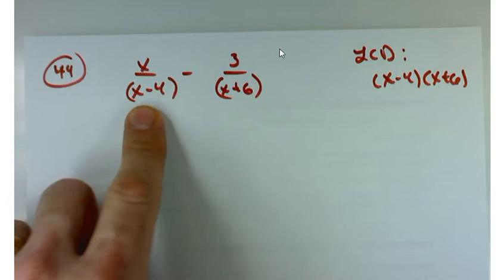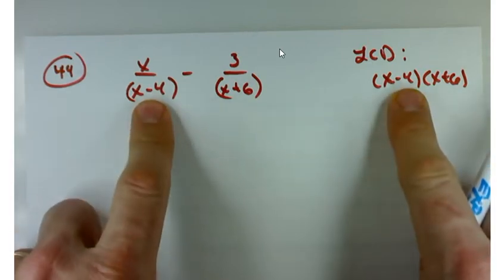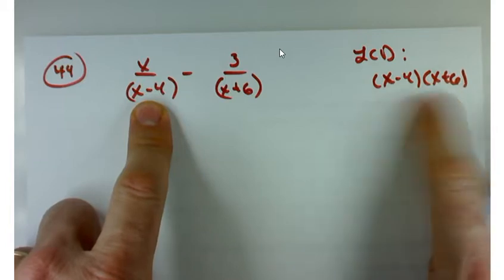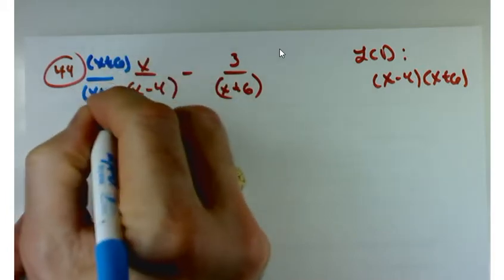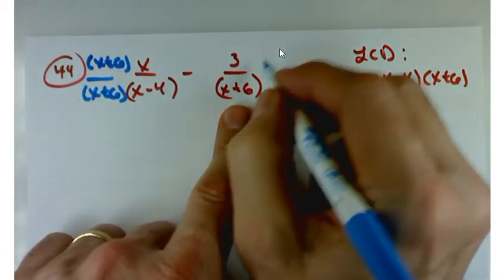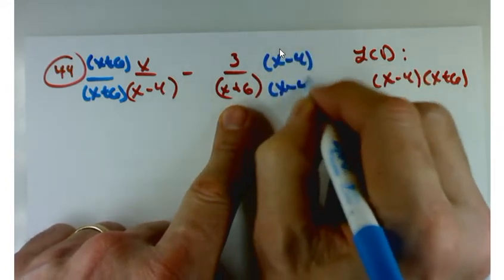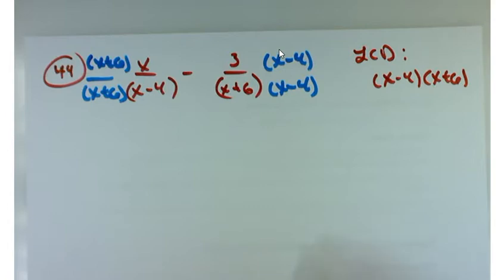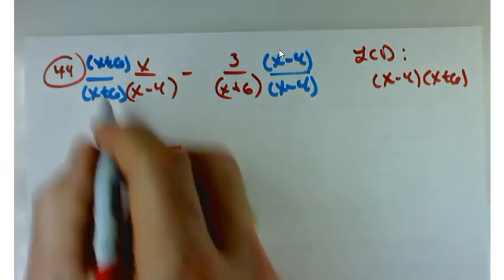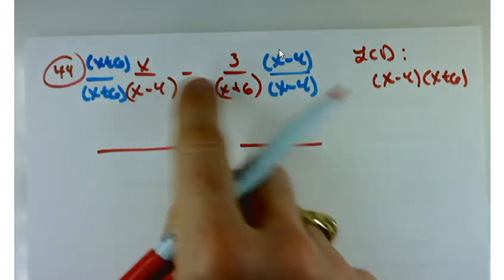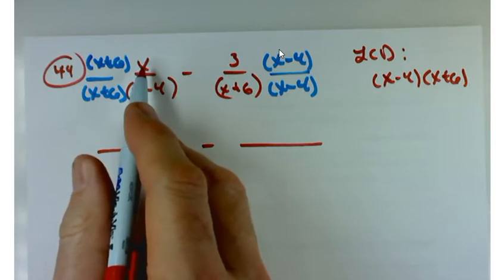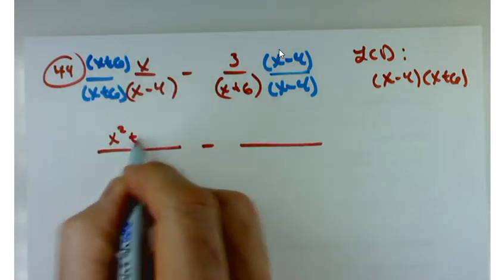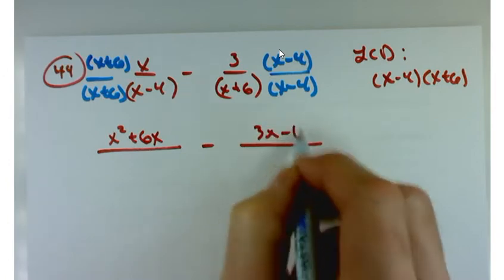So in looking at the common denominator, what do I have, or what am I missing here that I have here? X plus 6. So let's multiply by x plus 6 over x plus 6. And likewise over here, I'm missing the x minus 4 term. So I got x minus 4 over x minus 4. Okay. In each of these, let's distribute. Now I'm not going to worry about the negative just yet. In the denominator, well, let's see, let's do the numerator first. That's going to be x squared plus 6x, and then 3x minus 12.